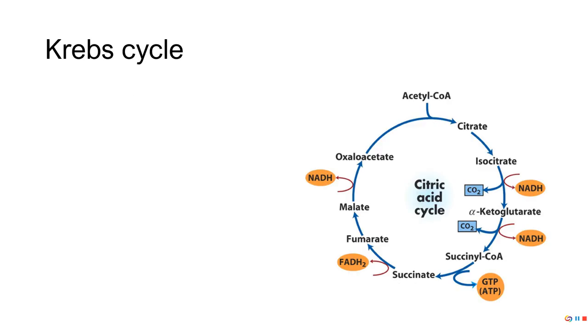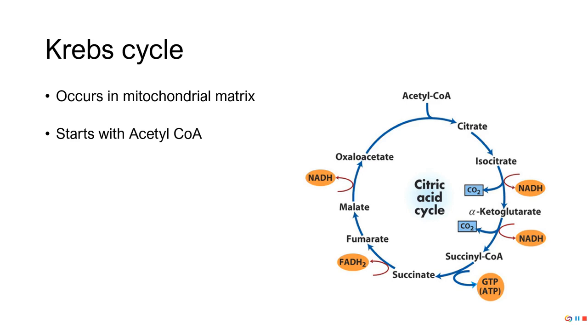To start off, the Krebs cycle occurs in the mitochondrial matrix, which is essentially the fluid inside of the mitochondria. The Krebs cycle is an 8-step process that begins with a molecule called acetyl-CoA. While oxygen is not required for the Krebs cycle, it is important that oxygen is available.